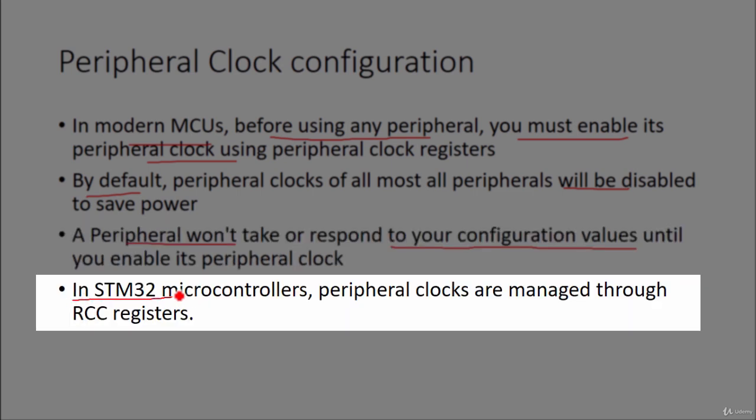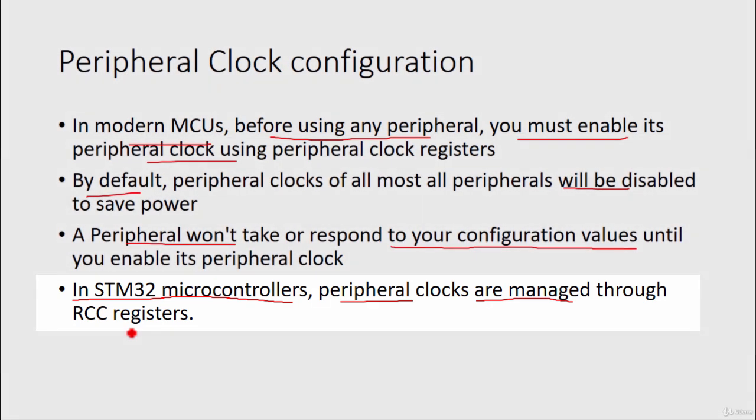In STM32 microcontrollers, peripheral clocks are managed through RCC registers. In an STM32 microcontroller, there is an RCC peripheral, which is actually a system peripheral. That peripheral is used to manage clocks for various domains of the microcontroller. Let's understand this further by going through the reference manual of the microcontroller.